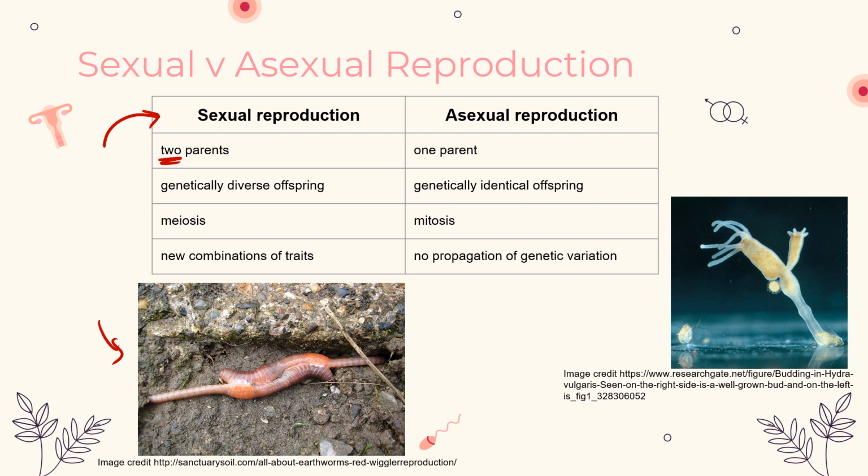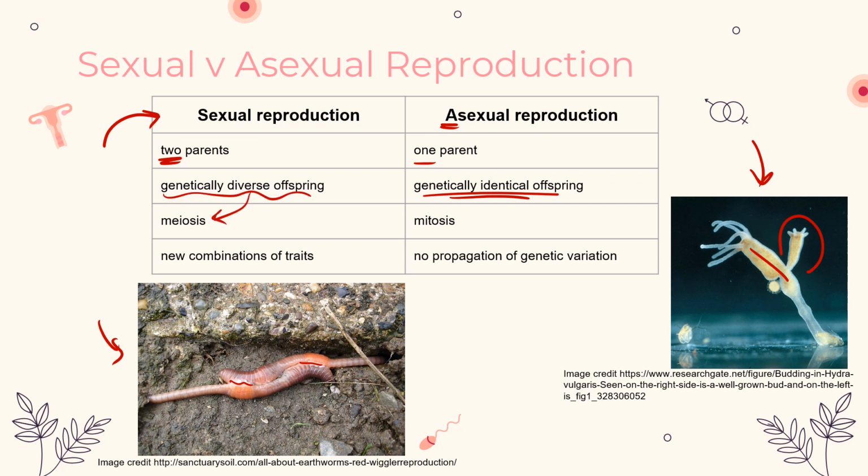That is different from asexual reproduction, which is what is happening here with this hydra. Only one parent is required. However, a disadvantage of asexual reproduction is that the offspring are genetically identical. This bud of the hydra is going to be a clone of the parent hydra, whereas the baby worms that are being formed from these fertilized eggs are going to be genetically diverse.